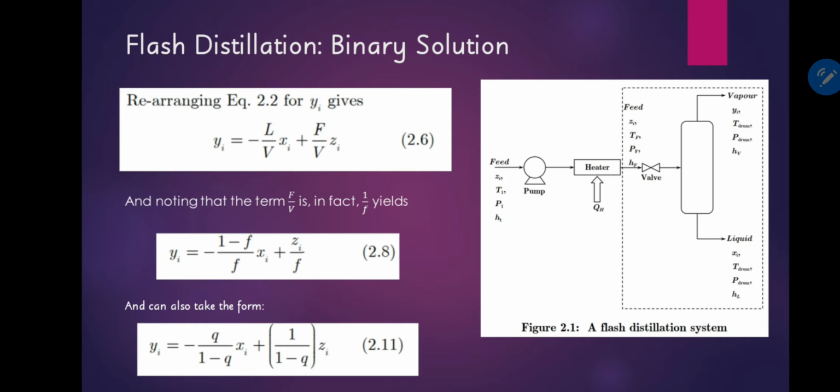And this equation can also take the form y is equal to negative q over 1 minus q times xi plus the quantity 1 over 1 minus q times zi. Again, it is just the same. 2.6, 2.8, and 2.11 are just the same. It is just expressed differently. Okay. How? Because of f, q, and the material balance only.